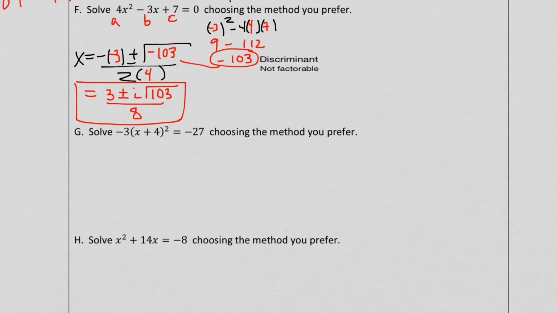Alright guys, so example F. So here I identified A, B, and C. I found my discriminant, and in this case I get a negative 103. Because this is not a perfect square, it's not factorable, so I can't use that method in this case. Also, when it's negative, I'm going to have complex solutions, so I expect to have an i in my answer. So I'm going to use the quadratic formula, because that always works.